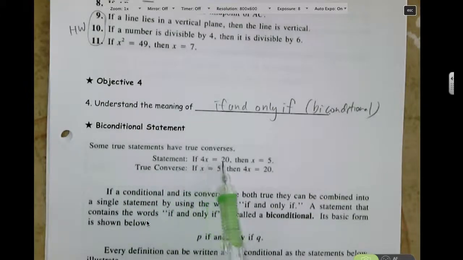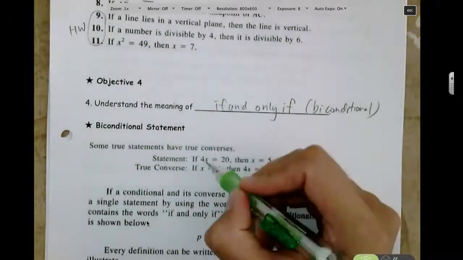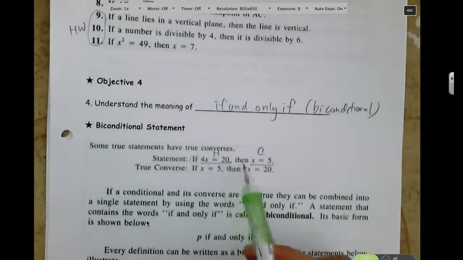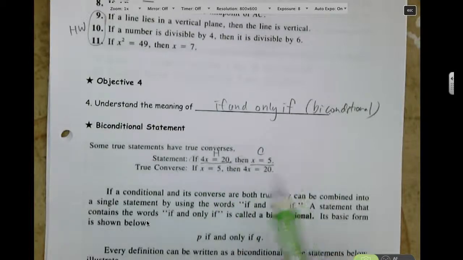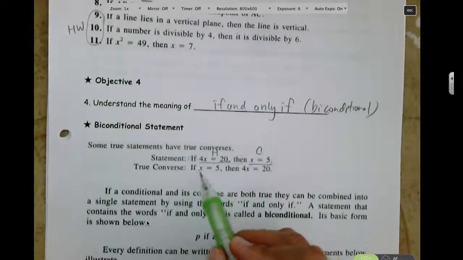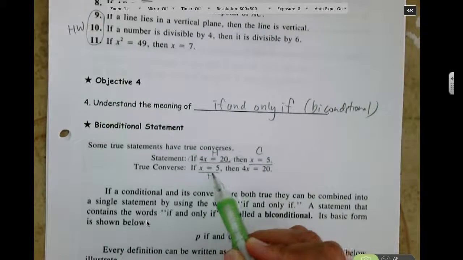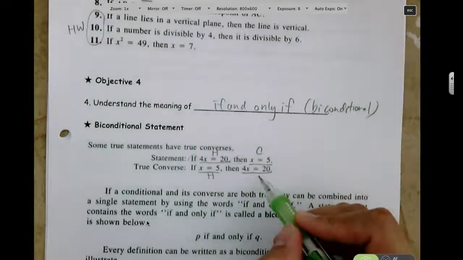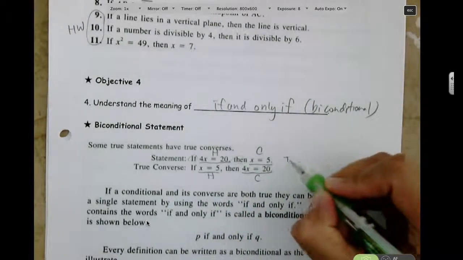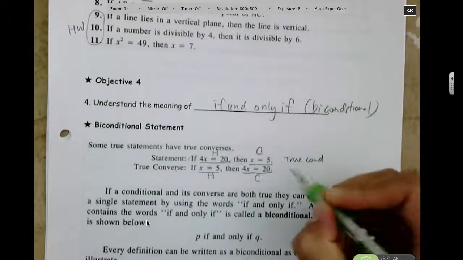Meaning if 4x equals 20, then x equals 5. That's a statement. So this is the hypothesis, and that's the conclusion, right? Don't include if and then in these. Okay, you're going to get a test on underlining hypothesis and conclusion. And the converse would be now the conclusion is the hypothesis and the hypothesis is the conclusion. If x equals 5, then 4x equals 20. This is still true. So this is a true conditional and this is a true converse.